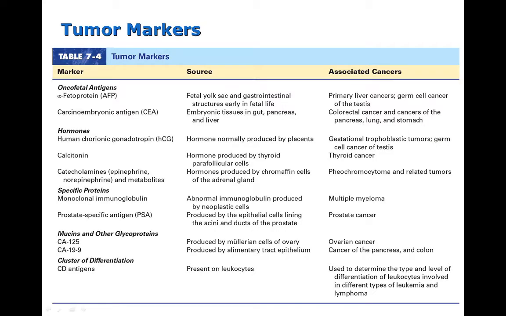This slide lists several tumor markers. Usually tumor markers are found in the blood, but they also may be in urine or body tissues. If people are being treated for cancer, again, decreases in their tumor markers tell us that the treatments are likely working.